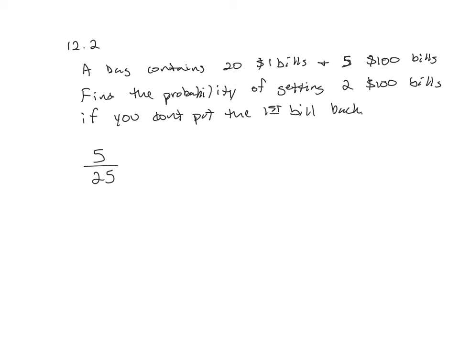So I have 5 out of 25, and then for the second, I set the bill aside. Assuming I got a $100 bill, there would only be 4 left on the second try, and only 24 bills total, because I didn't put it back. So you have to adjust. It's not 5 out of 25 again. And then to find the probability, you still multiply.